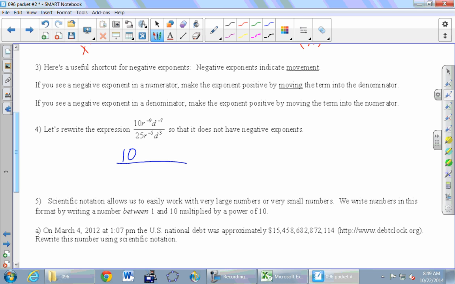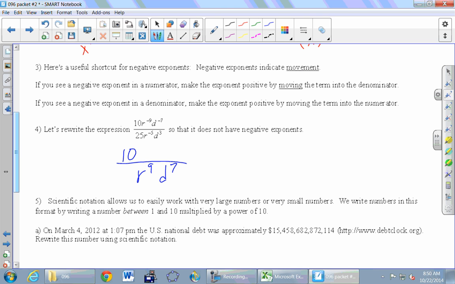R to the negative 9, it has a negative exponent. So it moves. It is currently upstairs. Where does it move to? Downstairs, and it becomes R to the positive 9. That negative means move. As soon as you move it, you lose the negative. The next thing I see is D to the negative 7. It has a negative exponent, so where does it go? It moves downstairs and becomes D to the 7.